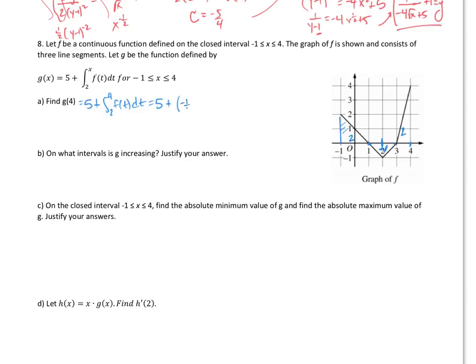So that's negative 1/2 plus 2. And that ends up equaling 5 plus 1.5, which will give me 6.5.